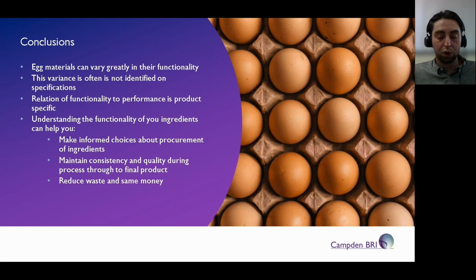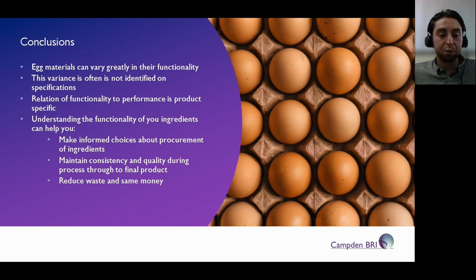So very quickly, egg materials can vary in their functionality greatly, as shown in some of those examples. And quite often, this variation is due to the functional properties, and the variation in functional properties is not shown on specifications, or if it is, may be very specific to that supplier and cannot be compared to another supplier's identification of its functional properties. How you relate that to performance is specific to your product. So if you have different lines making different products, the egg may be being used in different ways, and different properties may be more or less important.